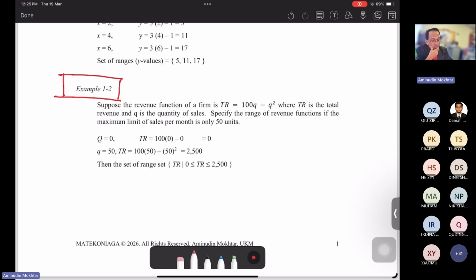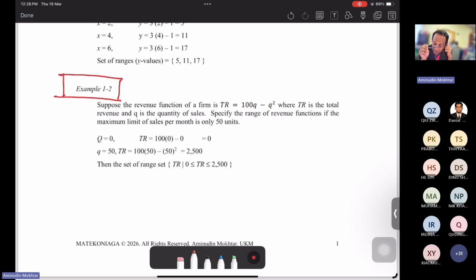Suppose the revenue function of a firm is TR equal to 100Q minus Q squared, where TR is the total revenue and Q is the total sale. Specify the range of the revenue function if the maximum limit of sale per month is only 50 units. This question is related to the application of function.